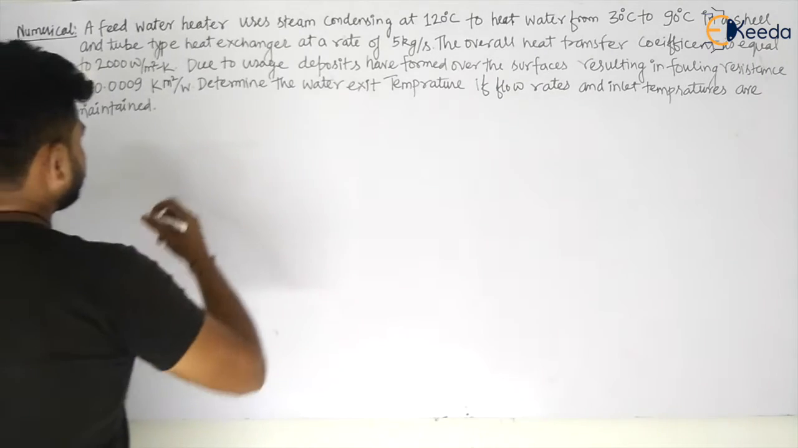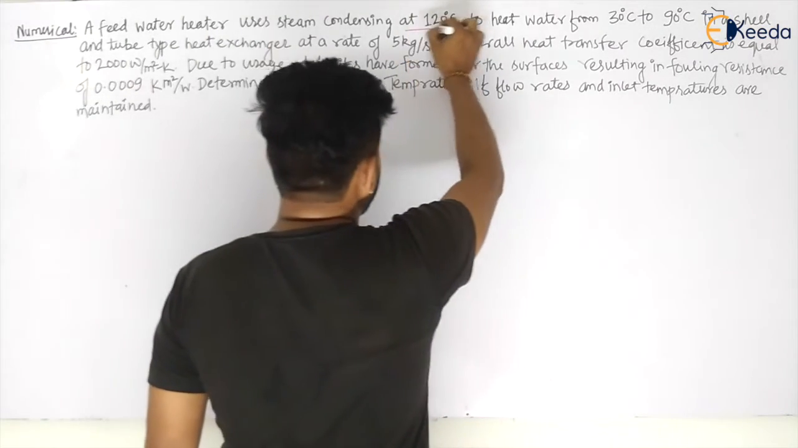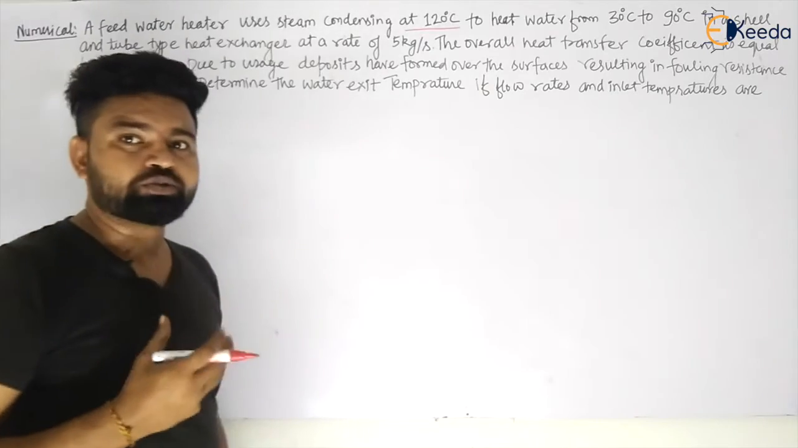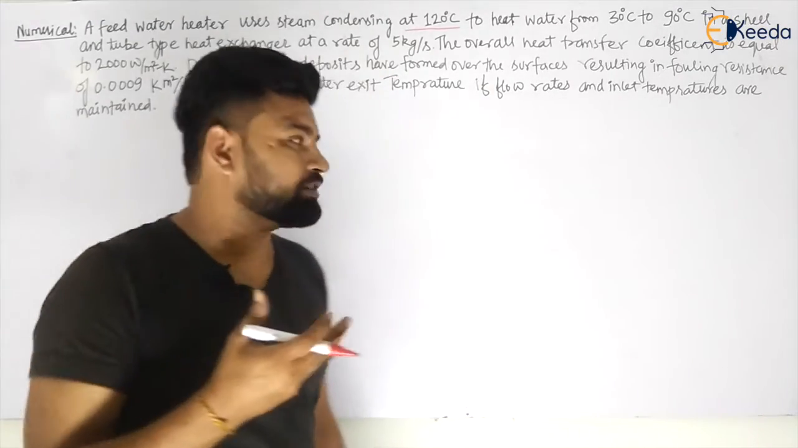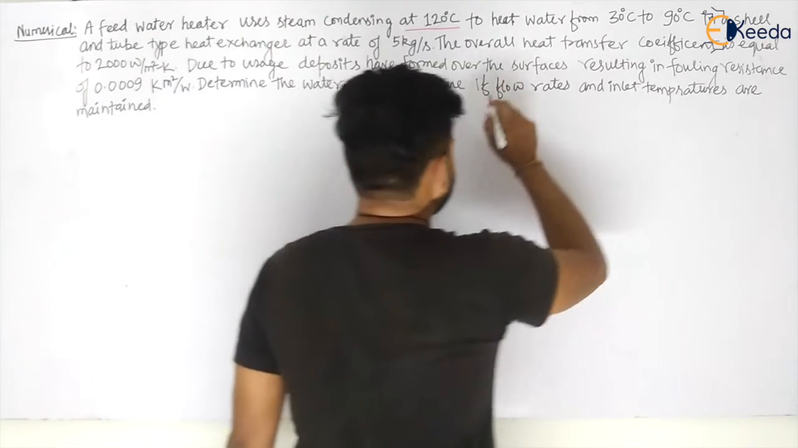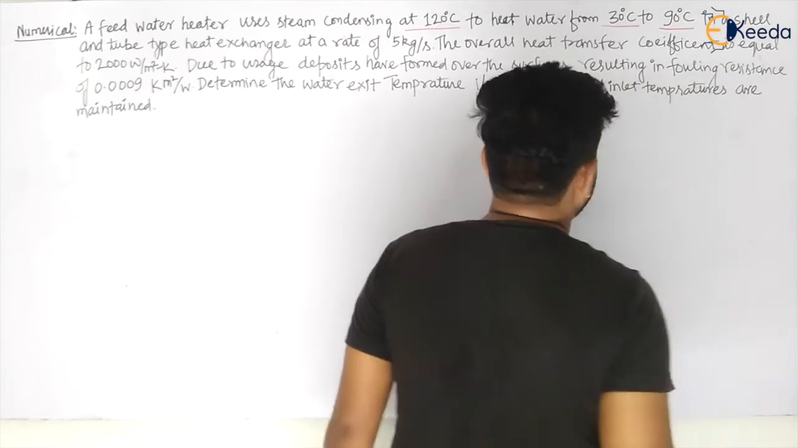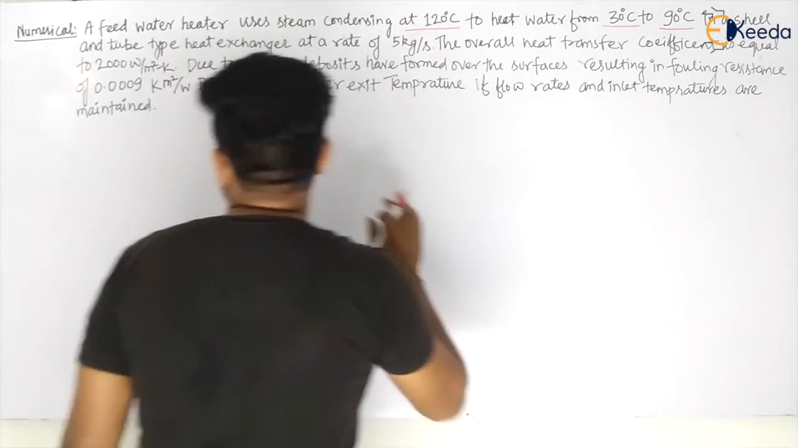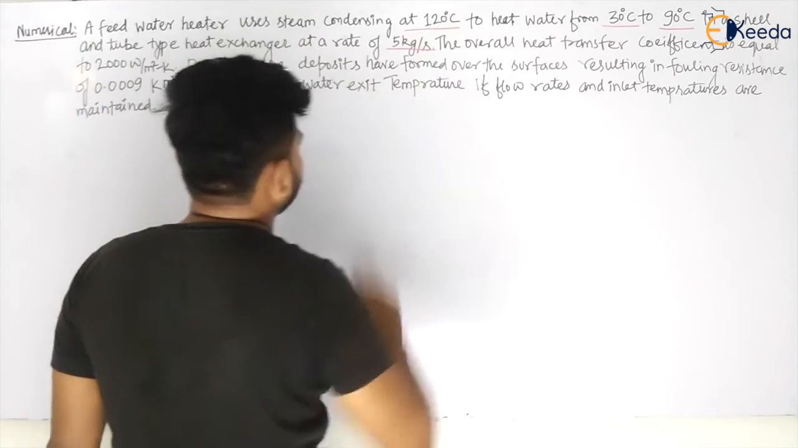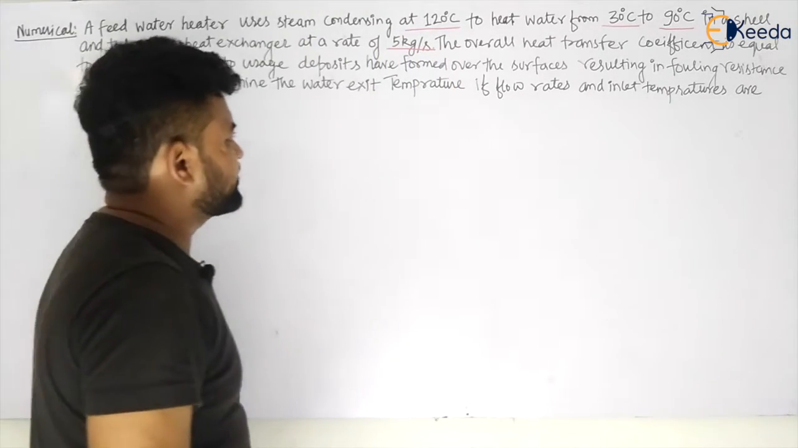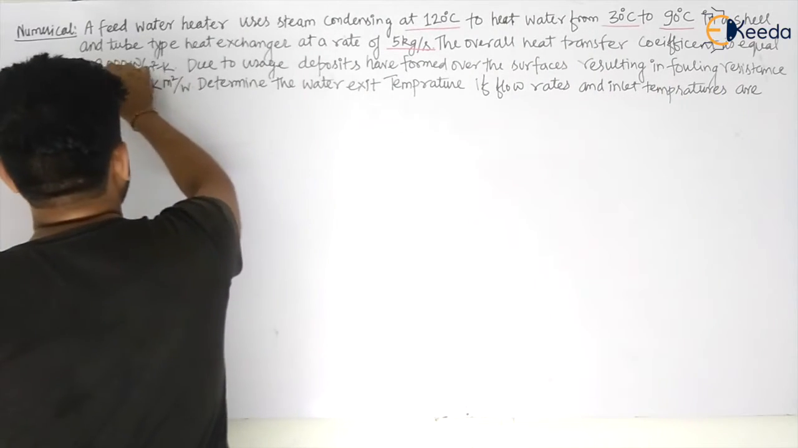A feed water heater uses steam condensing at 120 degrees Celsius. So in a feed water heater they are using steam. They are condensing steam at 120 degrees Celsius to heat water from 30 degrees Celsius to 90 degrees Celsius in a shell and tube type heat exchanger at a rate of 5 kg per second. The overall heat transfer coefficient is equal to 2000 watt per meter square Kelvin.